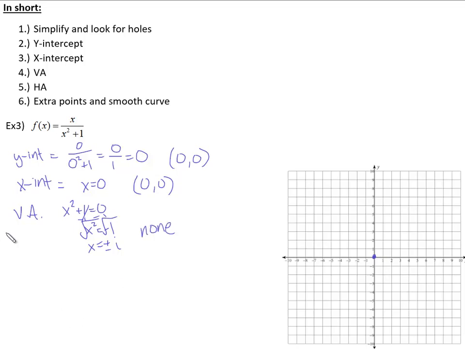Okay, interesting. What about my horizontal asymptote? We look at the degree of the top and bottom. In this case, the degree of the bottom is bigger. Again, if you want, you can think of this as having 0x squared, and then compare those leading coefficients. 0 over 1 is 0, so y equals 0. It does have a horizontal asymptote at y equals 0.